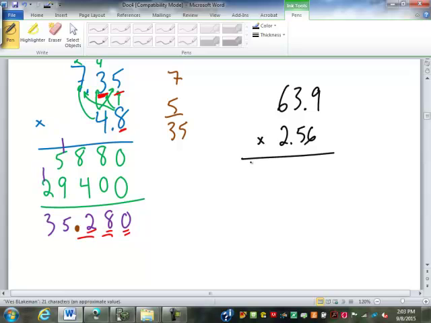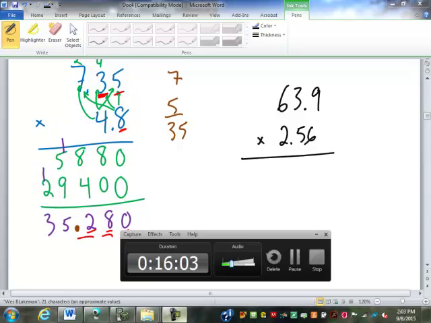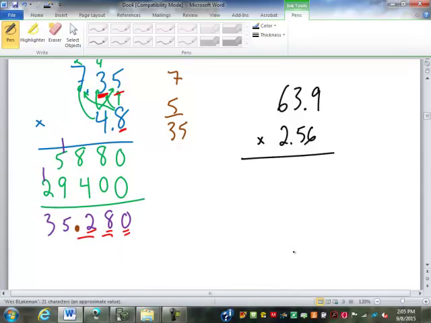However, try that one in your seat. See what you come up with, and we'll go over it in just a second. Oh, let's run through it. See what you came up with.